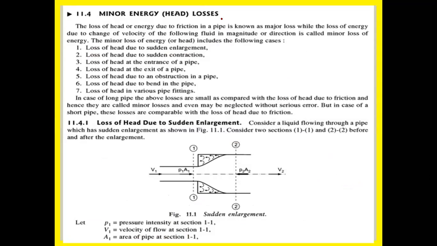If we get a 2 marks question, what are the major energy losses in a pipe flow, then you have to write this theory. Understood? Next, the loss of head or energy due to friction in a pipe is known as major loss. Meaning, the loss of head or energy due to the friction in the pipe. Due to the friction in the pipe, you get a loss. That is known as major loss.